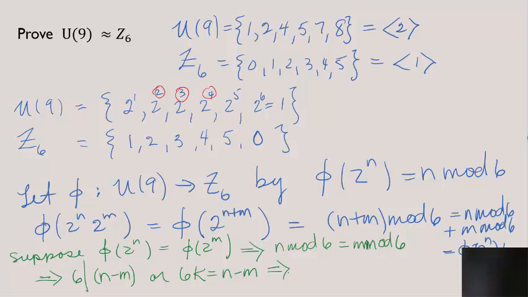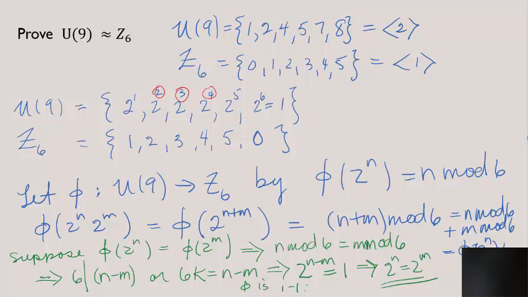Well, if n minus m is a multiple of 6, then we know that 2 to the n minus m is 2 to a power of 6, so it's equal to 1. And that gives us then 2 to the n equals 2 to the m. And so we know that phi is one-to-one.